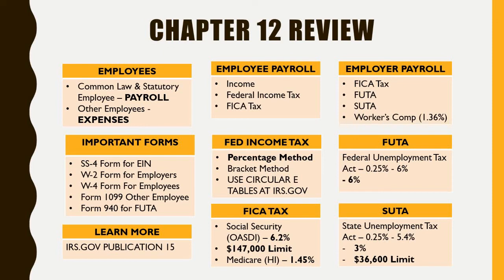For federal income tax, it's going to be based on the percentage method, based on the Circular E table, which we already took a look at, that you can find at irs.gov. FICA is going to be Social Security, which is 6.2%. And there is a cap limit to that of $147,000, while your Medicare is 1.45%, and there is no limit. And last but not least, if you'd like to know more information about payroll and federal taxes, state and federal taxes, and the different types of employees, be sure to check it out at irs.gov, Publication 15.